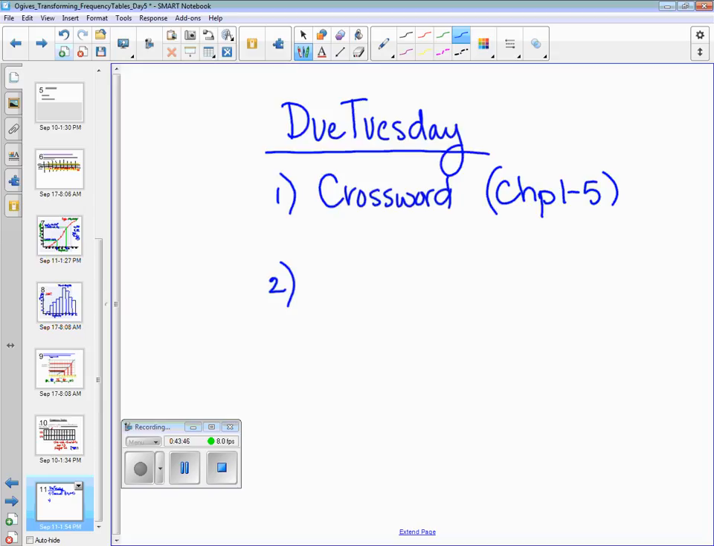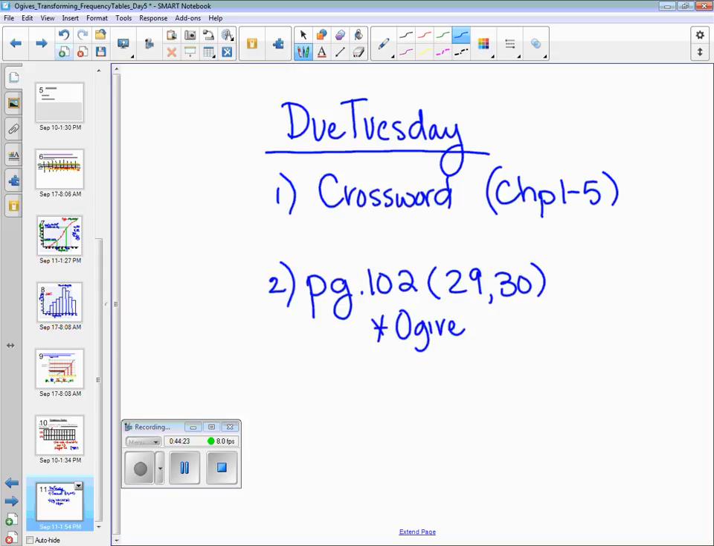And then the second thing is two problems out of the textbook. We'll figure out what page those are on. They are in chapter 4, I believe. I think it's page 102. I would like for you to do problems 29 and 30. These are the ogive problems. You will be given an ogive and asked to find some things.